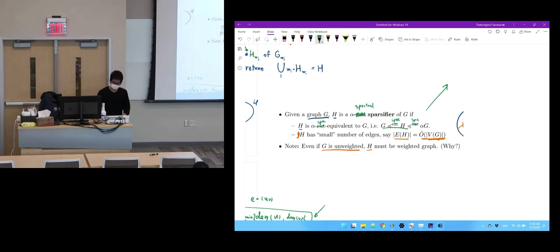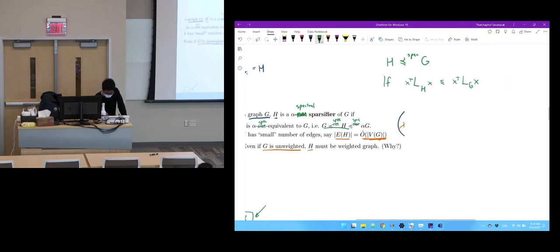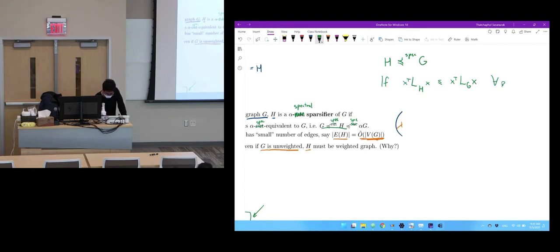Yeah, so just to recall, here we said that H is spectrally less than G if the quadratic form of L, the Laplacian of H, is less than that of the Laplacian of G for all x in R^n.